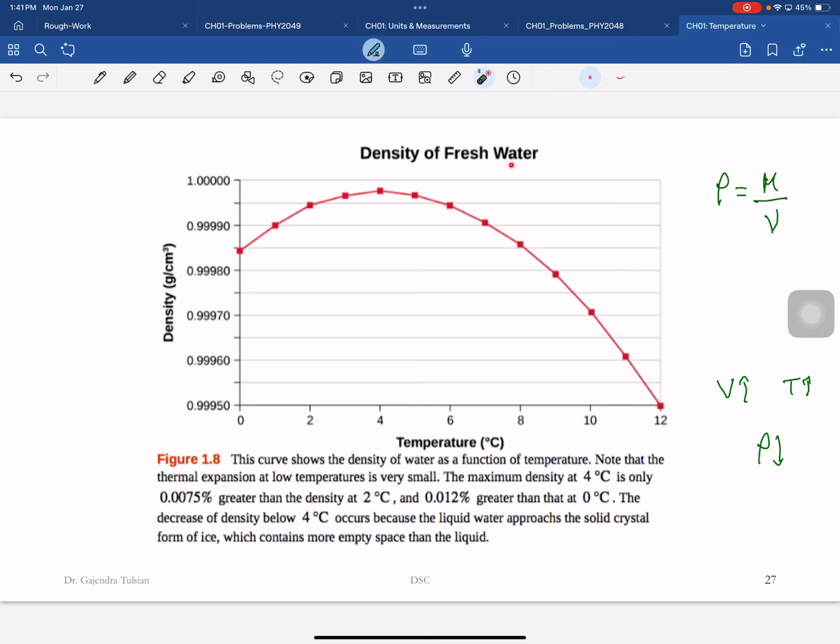Look at this guy. This is for water. As you're increasing the temperature, the density is increasing. And that happens in only this small window, 0 to 4 degrees. After 4 degrees, it's behaving normally. You're increasing the temperature and the density is decreasing. So in this small window, this behavior is odd. Is it because of how ice is less dense than water? This is water. It's got nothing to do with ice.